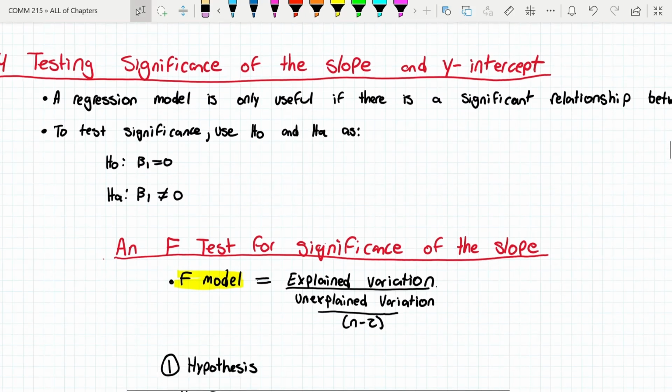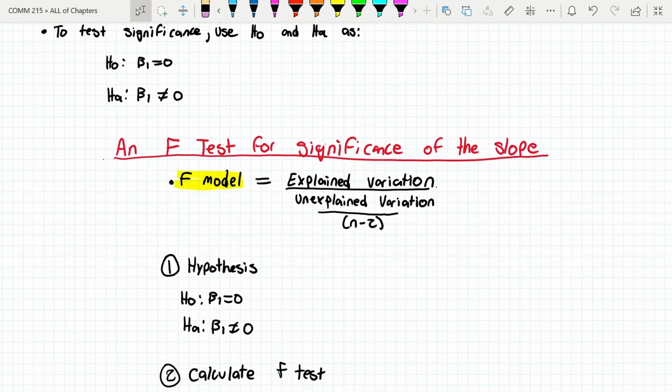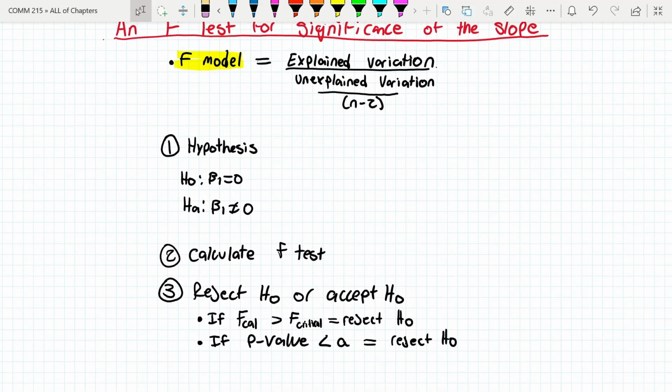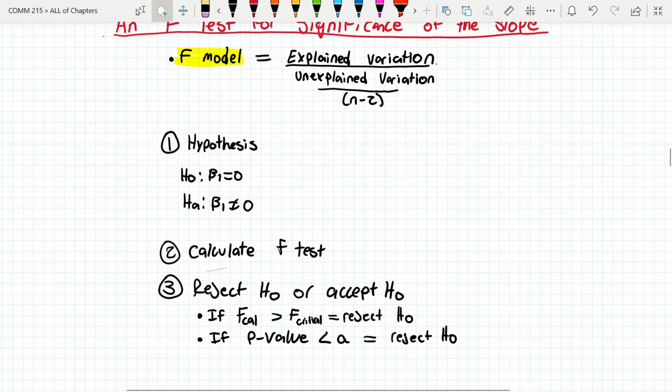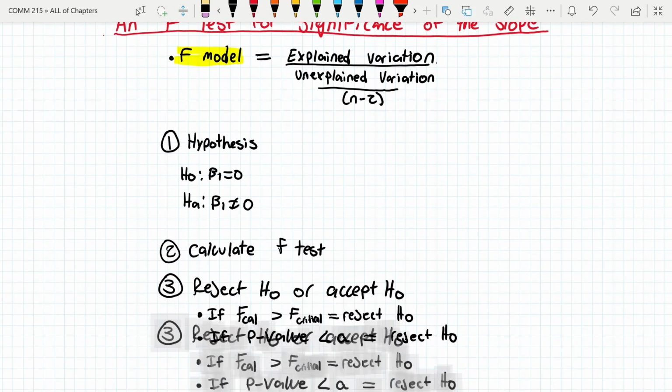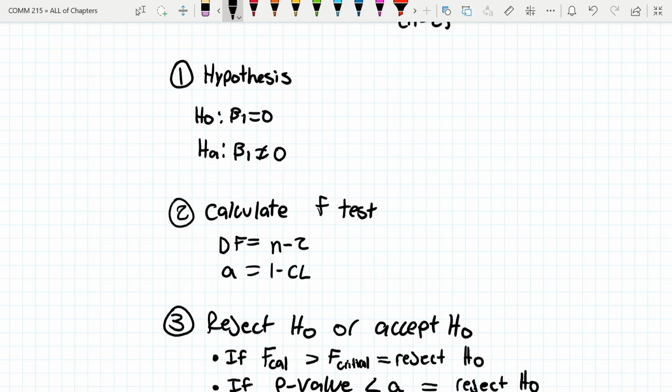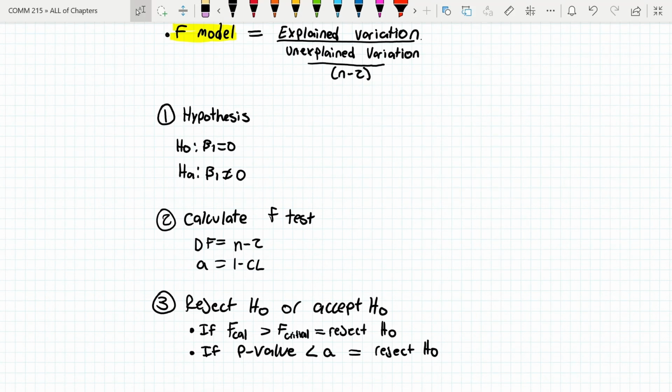So the first step would be your hypothesis. As I said, H0: B1 is equal to 0. Your HA would be B1 is not equal to 0. Calculate your F test by finding your degrees of freedom. So I'll write that down for you guys. The degrees of freedom is equal to n minus 2, and then you have your alpha, which is equal to 1 minus the confidence level. They'll usually give you the alpha anyways, but it's not too hard to calculate it.